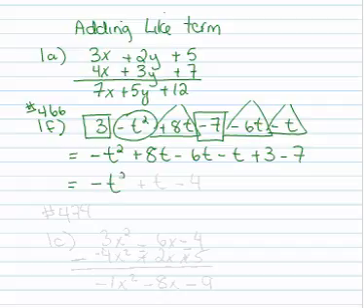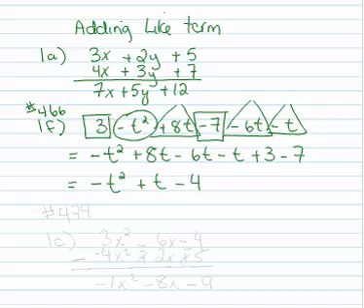T squared doesn't have a partner, so it just stays negative t squared. Then I have 8 minus 6 minus 1. So 8 minus 6 minus 1 leaves me with just 1t. Then I have plus 3 minus 7. So plus 3 minus 7 leaves me with negative 4. And now my question's done.